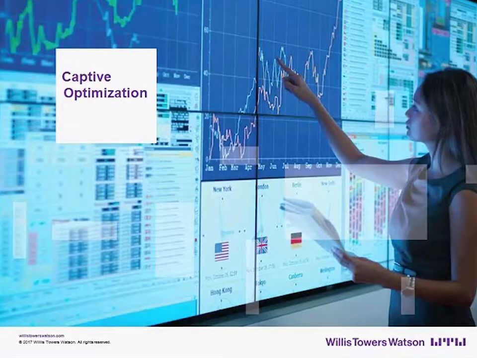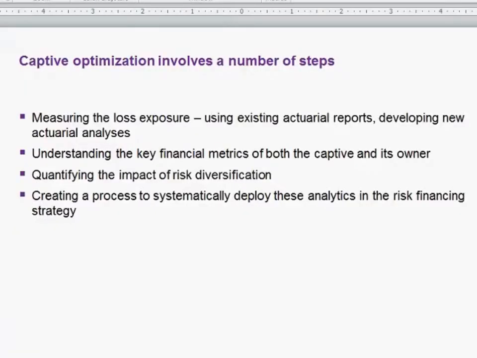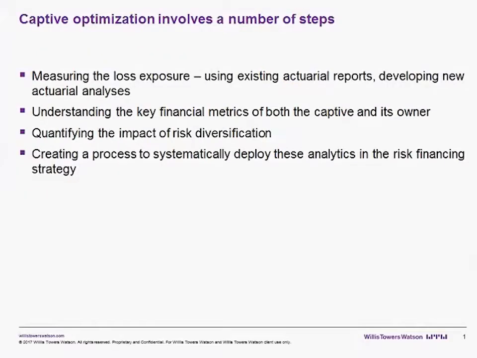Ann? Thank you, Jim. Moving along to slide 1, this process of captive, what we call optimization, involves a number of steps. At a high level, we're looking to do a few things. The first is to measure the loss exposure. So for each of the risks that you're contemplating to put into the captive, we need to have a sense of what's the frequency of claims and what's the severity of claims and the distribution of those claims.